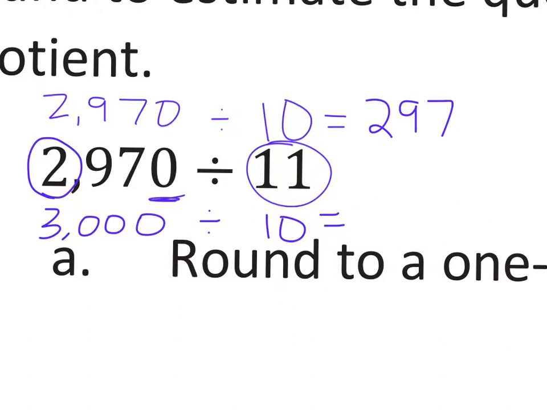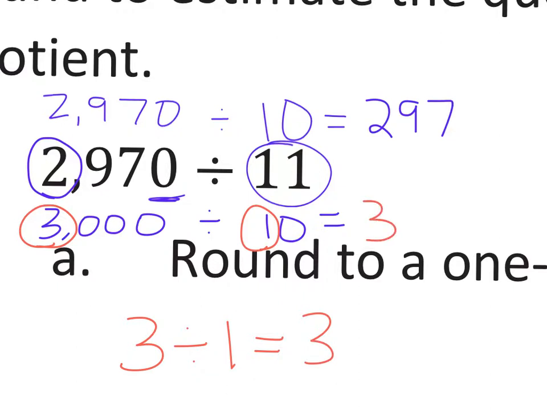And what do I really get to here? Well, I really get to 3 divided by 1, don't I? So my one-digit division sentence is 3 divided by 1 equals 3. But since I've got 1 ten and I've got 300 tens, my answer would be 300.